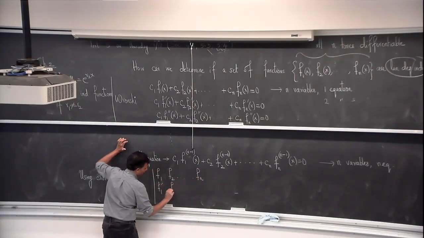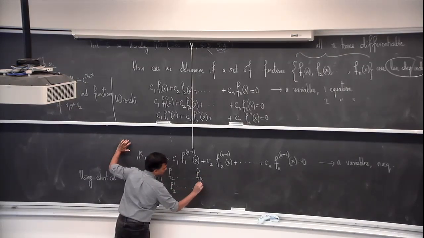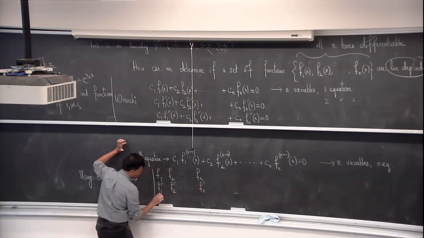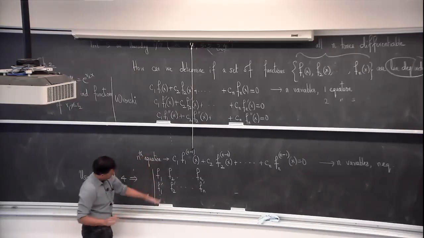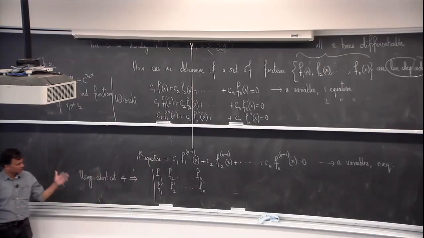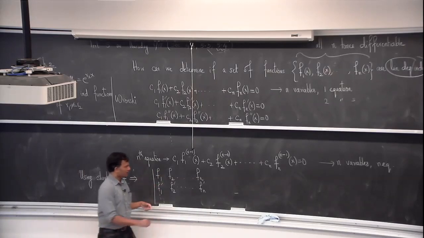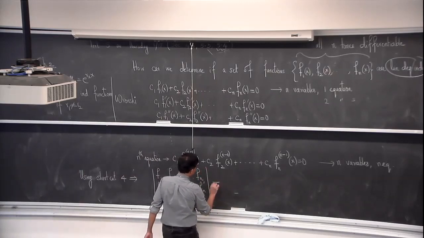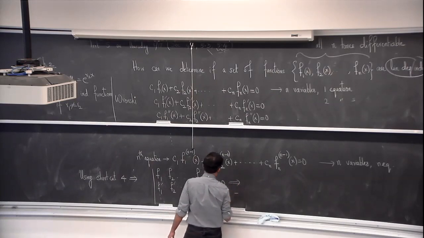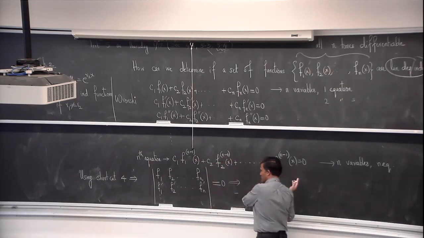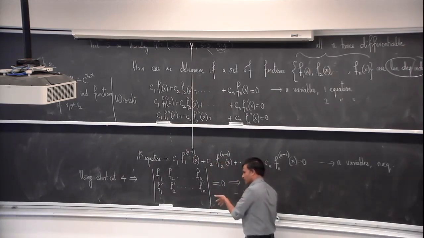F1 prime, F2 prime, Fn prime, and keep writing this one row at a time. The second derivative will be the third row, third derivative will be the fourth row, and so on. Set this determinant equal to 0, and then just like the vectors are linearly dependent, the functions are linearly dependent.